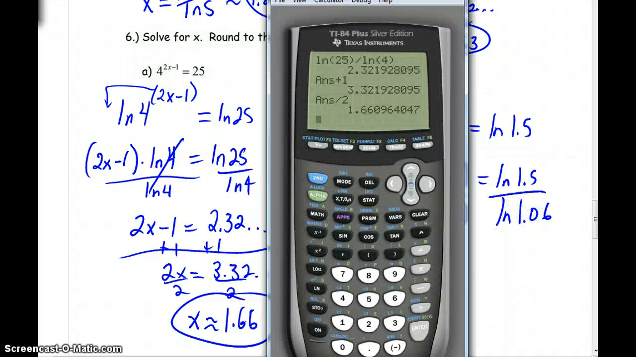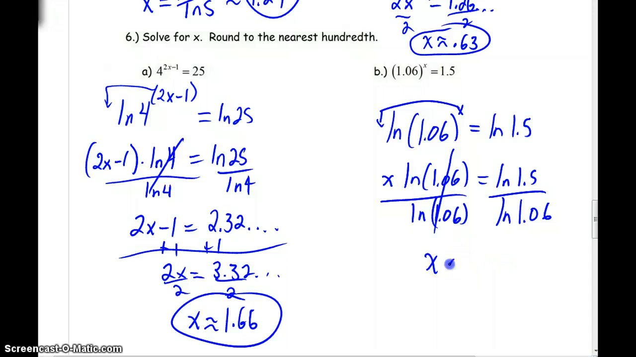we'll see that we will get natural log of 1.5. Oops, I hit power instead. We'll have to delete that. Here, let's delete that out. Divide by natural log of 1.06. And hey, look at that. We will get 6.96. And we are done.